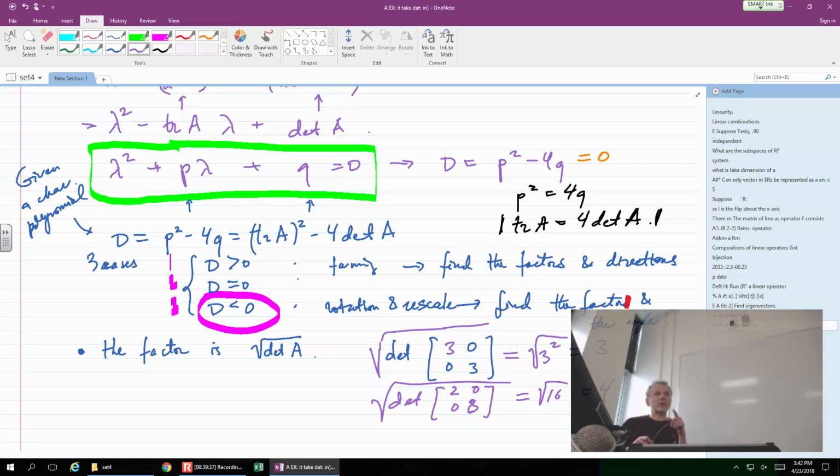Which means that on average the length increased by a factor of 4, square root of 16. Okay, so indeed the determinant is responsible for changes of the dimensions of the plane.